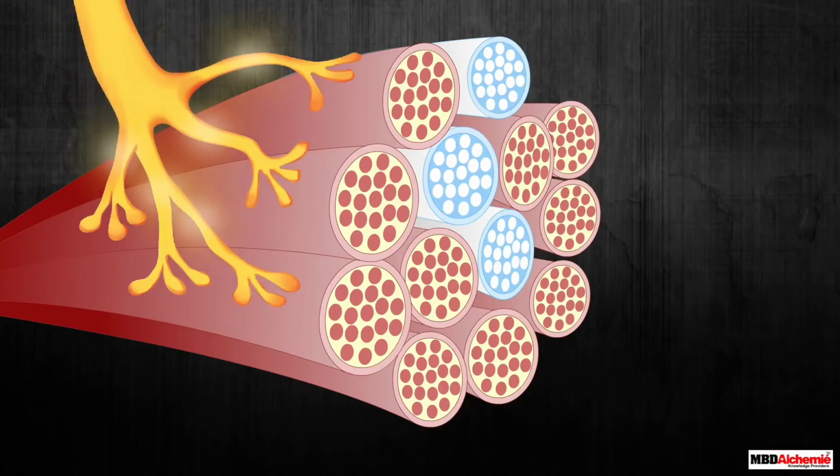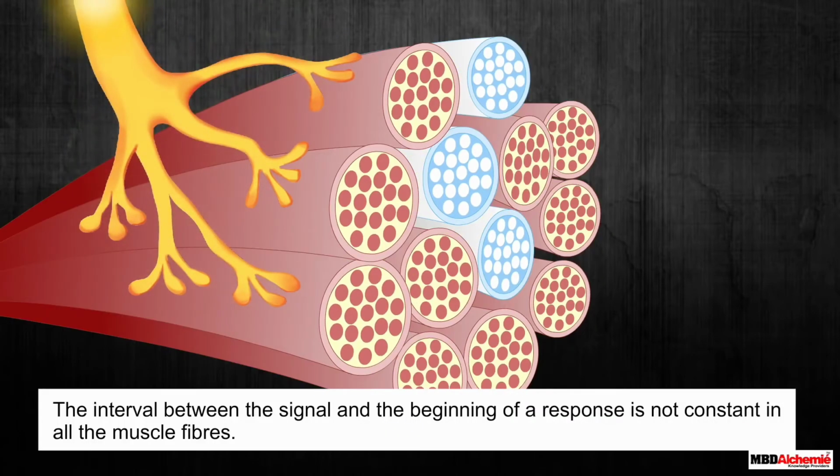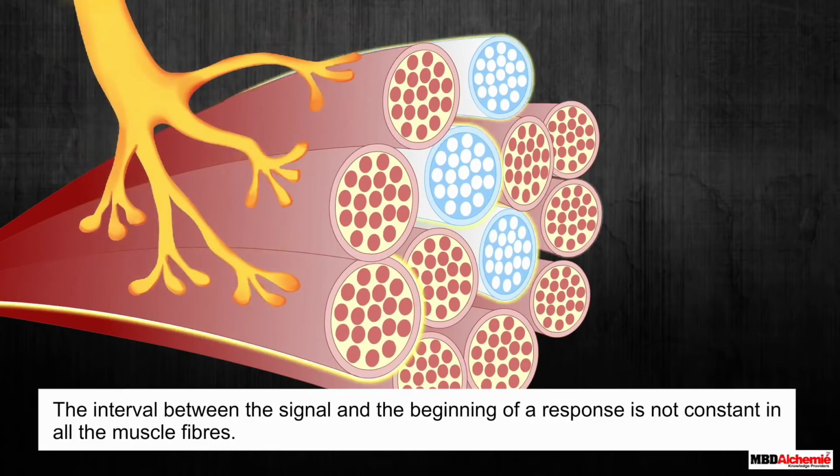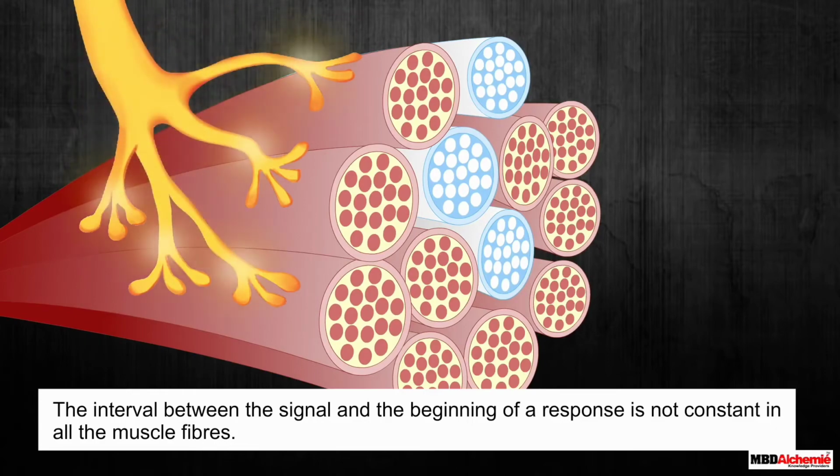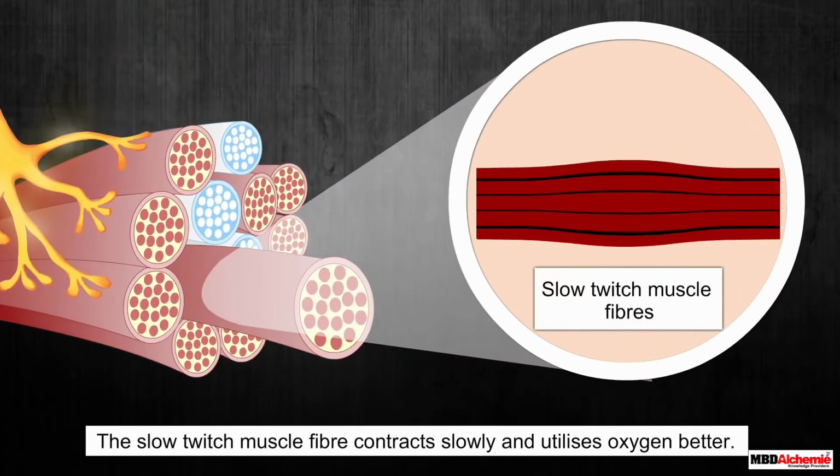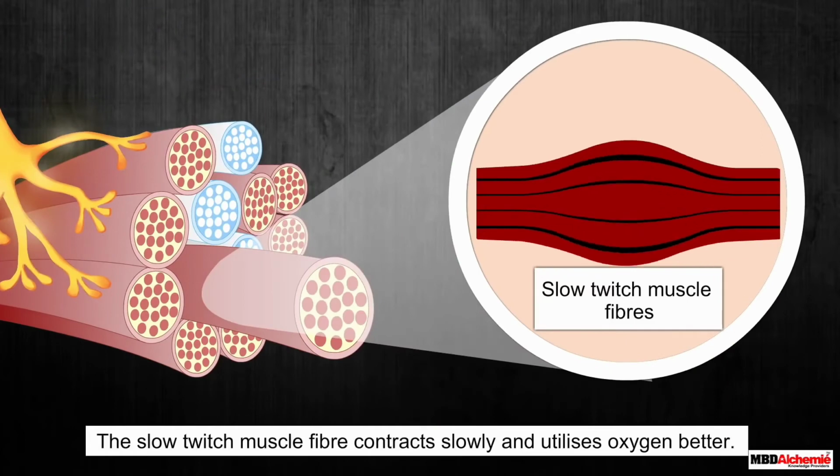All the muscle fibers do not respond to the signal in the same interval of time. That is, the reaction time. The interval between the signal and the beginning of a response is not constant in all the muscle fibers. The slow twitch muscle fiber contracts slowly and utilizes oxygen better.